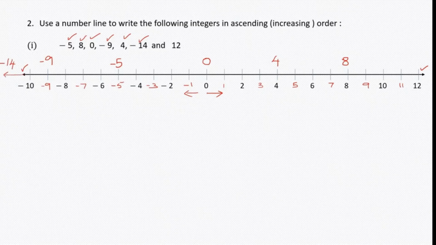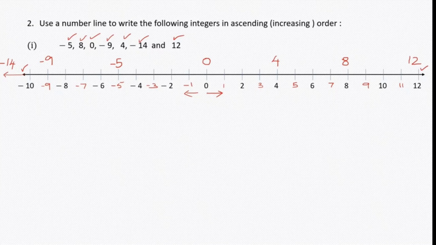So we have minus 14 and we have 12. So 12 is here. So let me write that down. Okay, so I have put down all the numbers. So tick your number so you know that you have put them all down on the number line and you're sure you've not missed out any number. So let's check how many numbers there are. 1, 2, 3, 4, 5, 6, 7. Have you written 7 numbers above the number line?